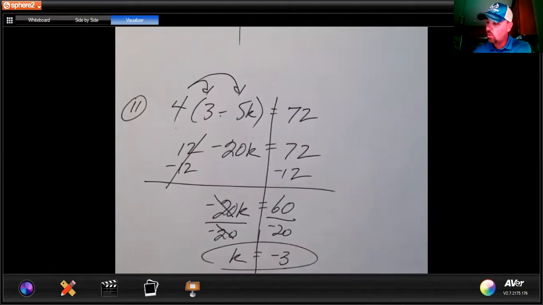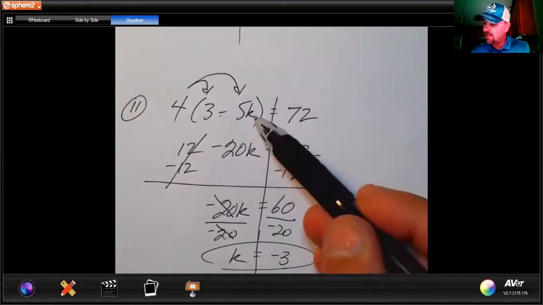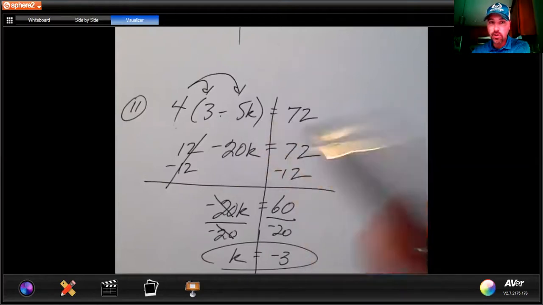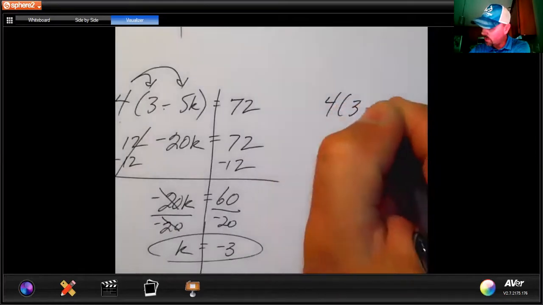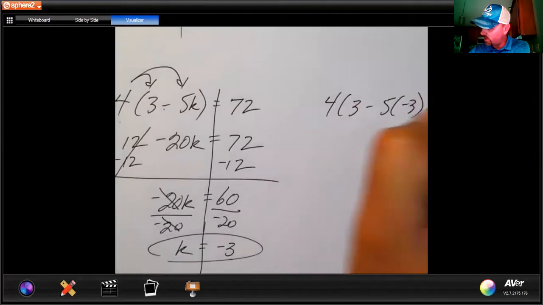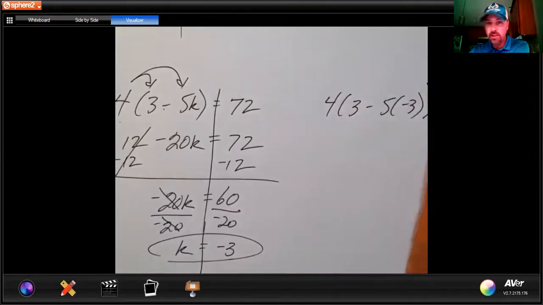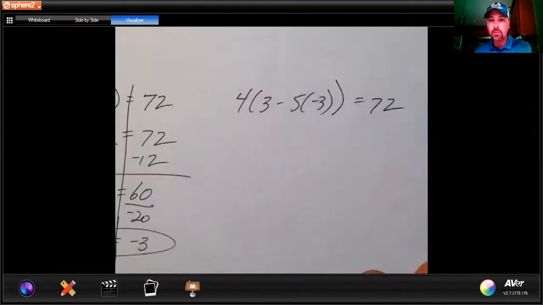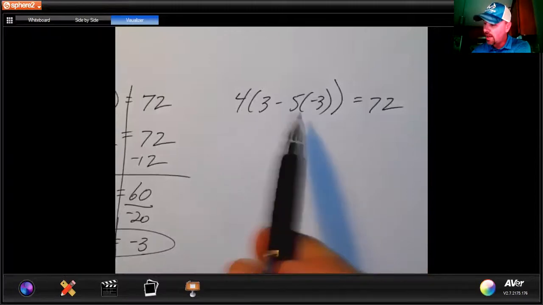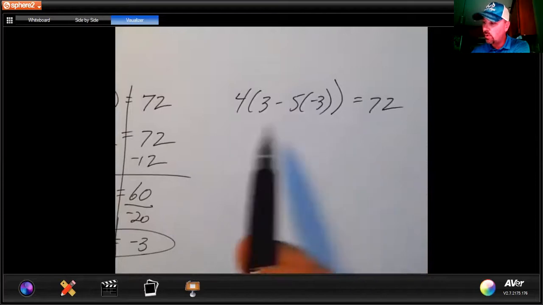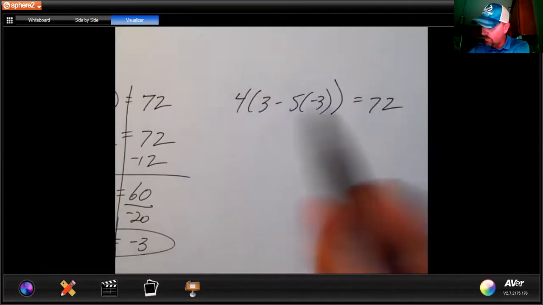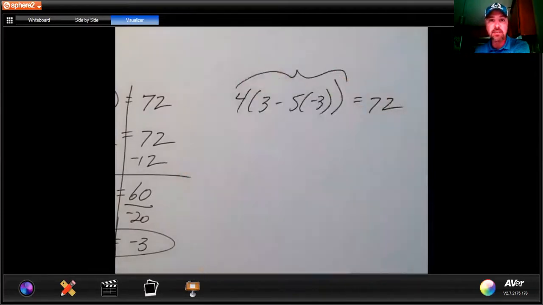Okay, let's check our work. What we're saying is K is negative 3. So I'm going to rewrite this over here. 4 times 3 minus 5 times negative 3 is equal to 72. All right, so I rewrote the equation, and I took the K out and put the negative 3 instead. Now I'm going to work through this problem. Really, I'm going to work through this side and see if it does equal 72, now that I put my number in.